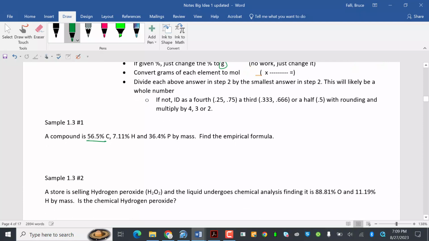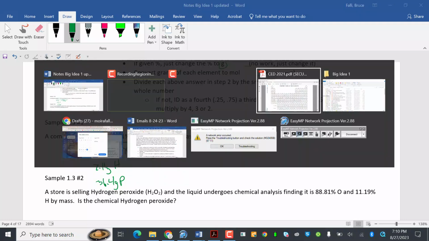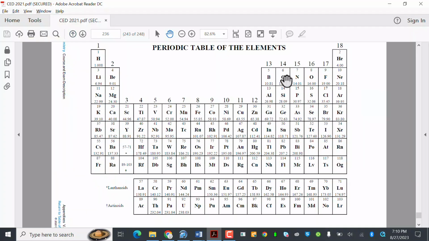I have 56.5 grams of carbon, 7.11 grams of hydrogen, and 36.4% phosphorus by mass. So we'll start with 56.5 grams of carbon, 7.11 grams of hydrogen, and 36.4 grams of phosphorus. Crazy things happening over here in Indiana. So I'm going to change this to moles. So 1 mole of carbon, I go to the periodic table, it's 12.01 grams of carbon. Remember, how do I get this? Carbon is right here, 12.01.